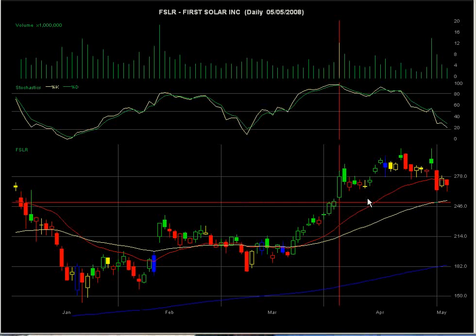Everything's shaping up for a nice bounce here. Decreasing volume on the selling. Everything is shaping up. So if this market does pull back, like I expect in the next couple of days, maybe we get a pullback in FSLR, and it sets us up for a beautiful money-making opportunity.